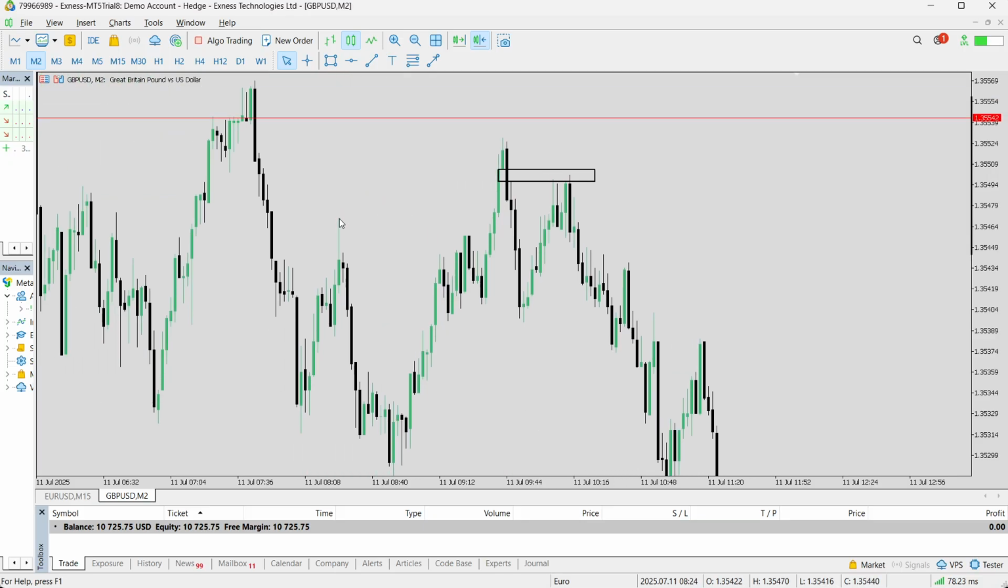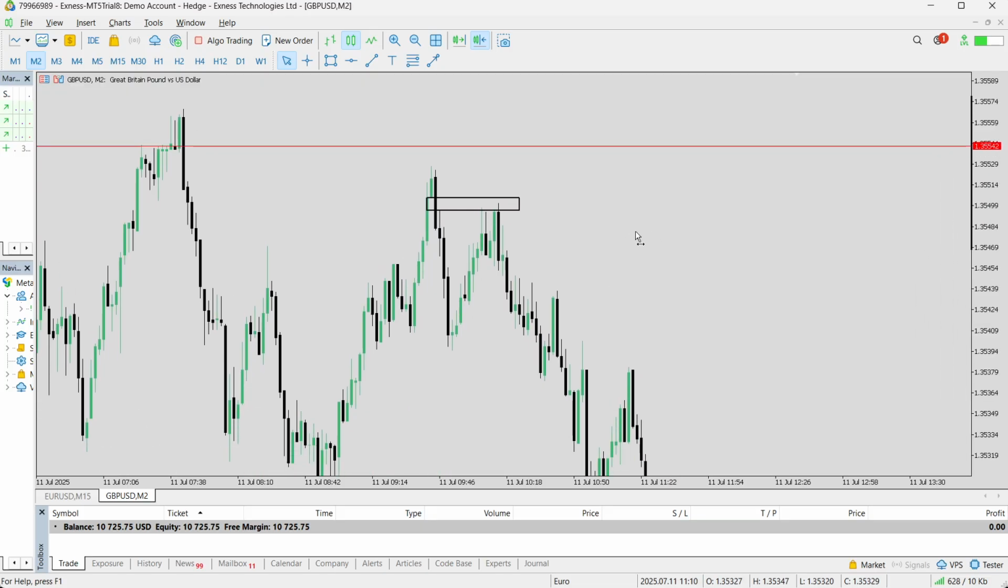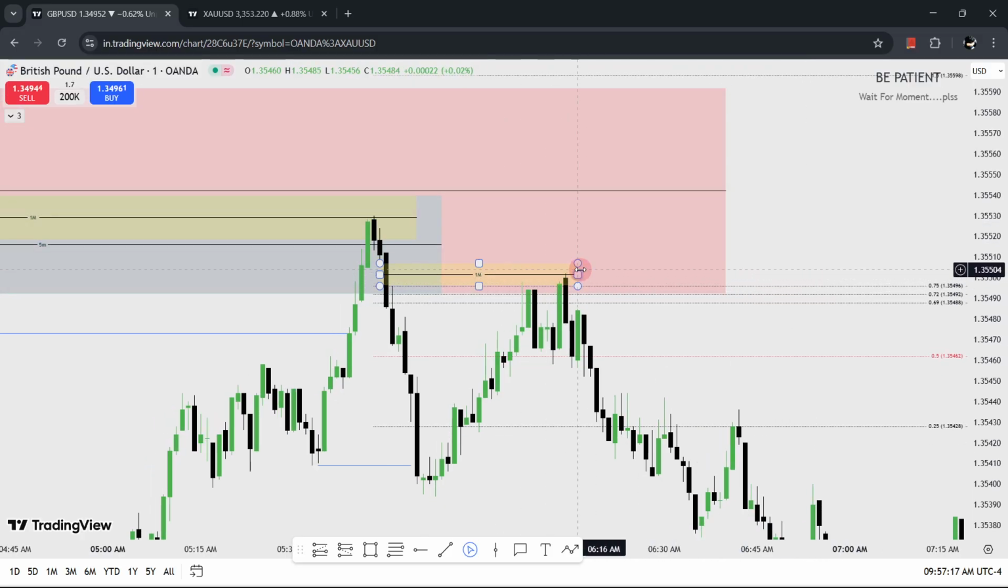Yeah, this was that 5 minute high or a short time high I was talking about. And this was the 2 minute fair value gap I was talking about. So going back to the chart on TradingView, this 1 minute and the 2 minute are the same, some minute difference. So you could enter here.